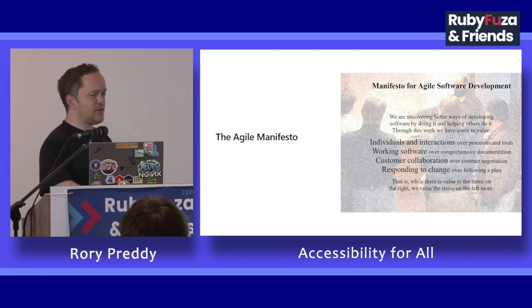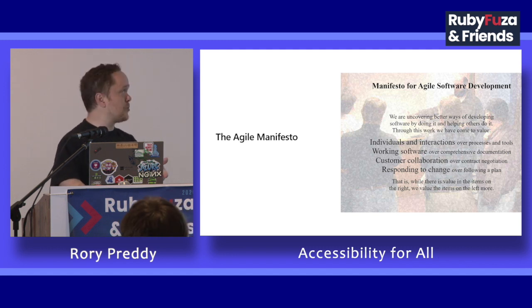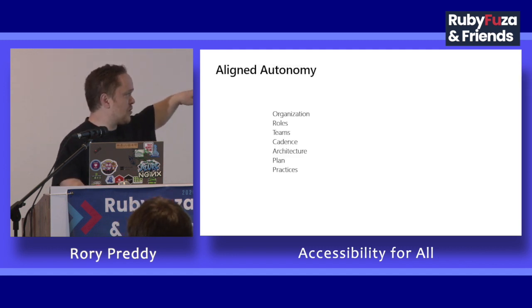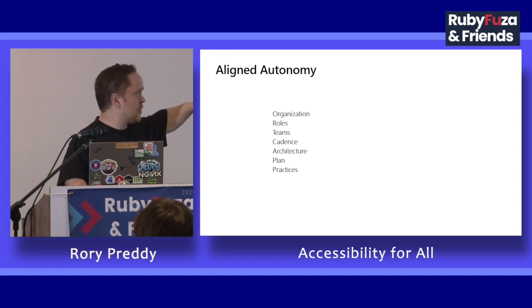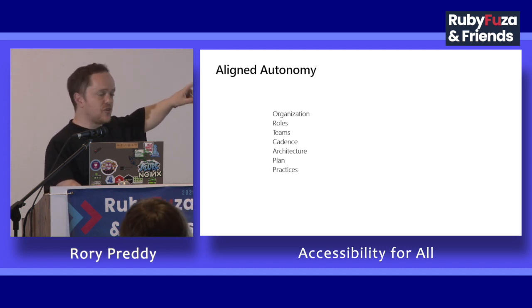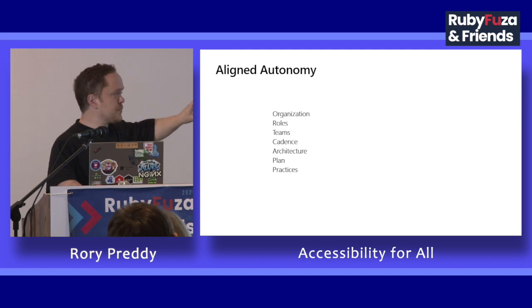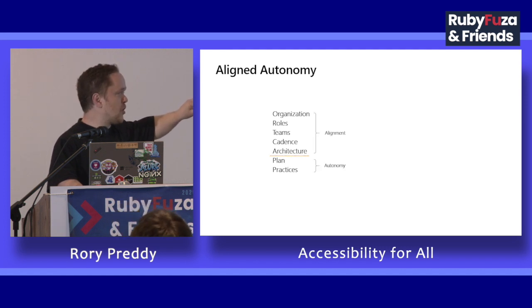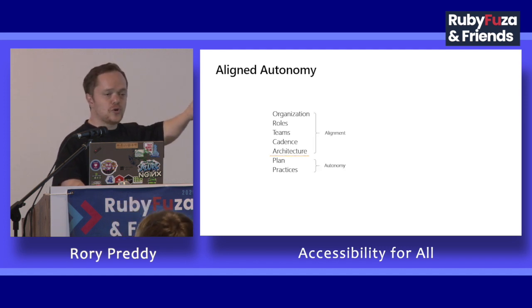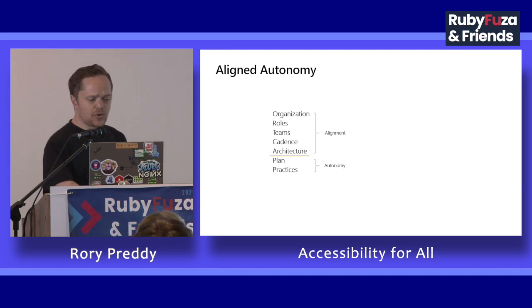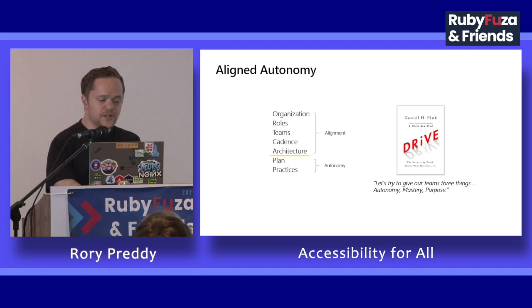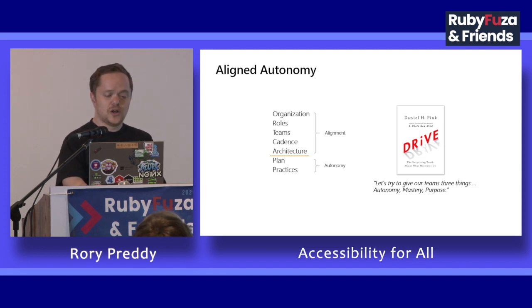So if we know what's right, then what did we actually introduce? We introduced something called aligned autonomies. You've got your organization, roles, teams, cadence, architecture, plans, and practices. And Agile really gave us the alignment and the autonomy, so the teams could have the locus of control. A really good book that defines this is Daniel H. Pink's Drive. Let's give our teams three things: autonomy, mastery, and purpose.